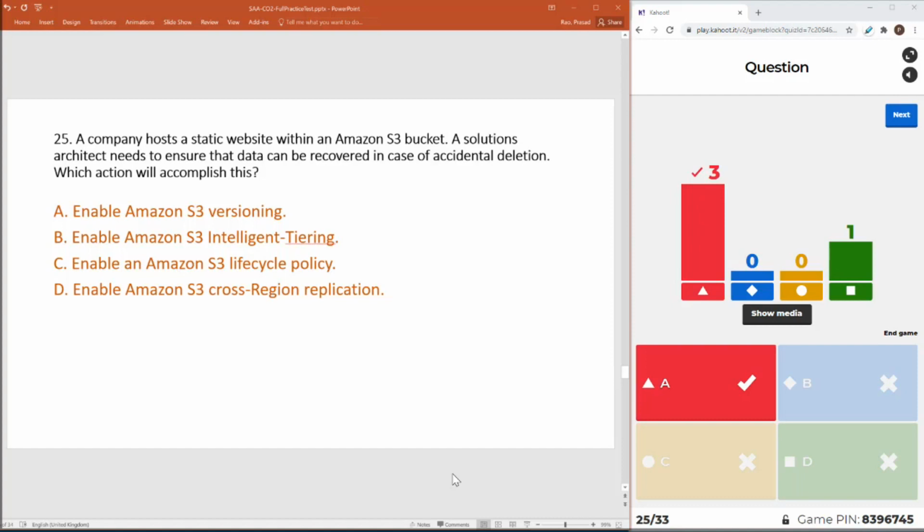First of all, it will be a costly thing to do a cross-region replication. And secondly, even if it is deleted, the application is going to delete the data unless you have the versioning enabled. So option A is the right answer.